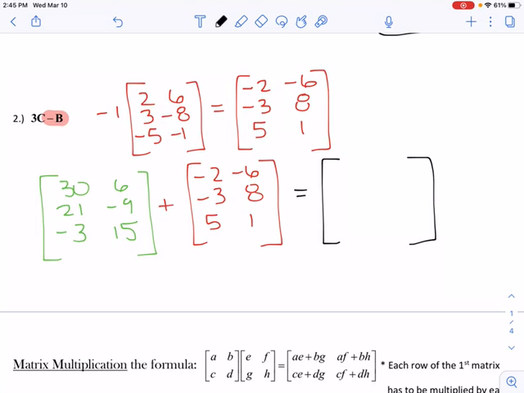And again, I want to add each of the corresponding entries. So 30 minus 2 will give me a 28. 6 plus a -6 is 0. 21 minus 3 is going to give me a +18. -9 plus 8 is -1. -3 plus 5 is 2. And 15 plus 1 is 16.